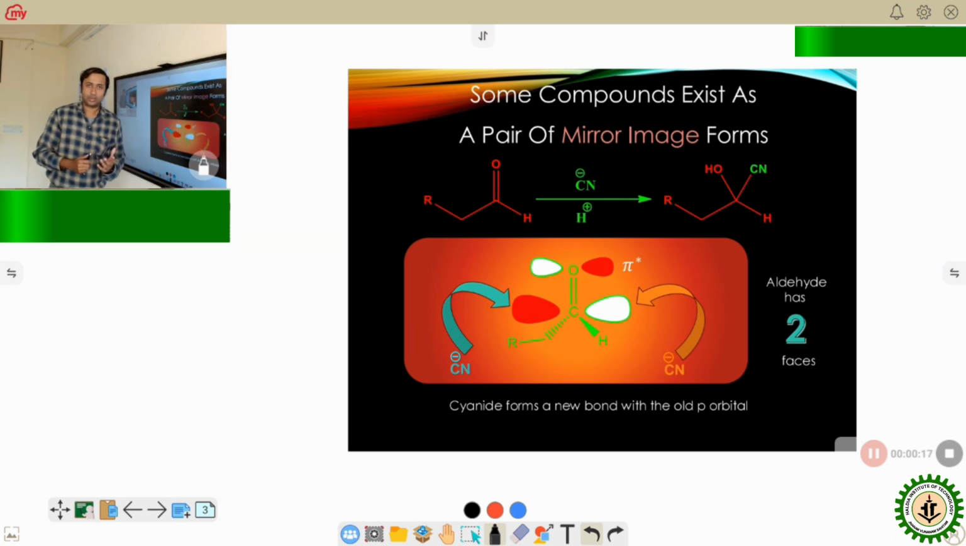If you see this reaction, this is a very simple reaction where I have an aldehyde reacting with cyanide to form the cyanohydrin. So we expect just a single product in this case, but actually it is not the case, because the aldehyde has two faces. You can see the pi star orbital here. Cyanide can attack either from above the plane of the board or from behind the board. So it has two faces.